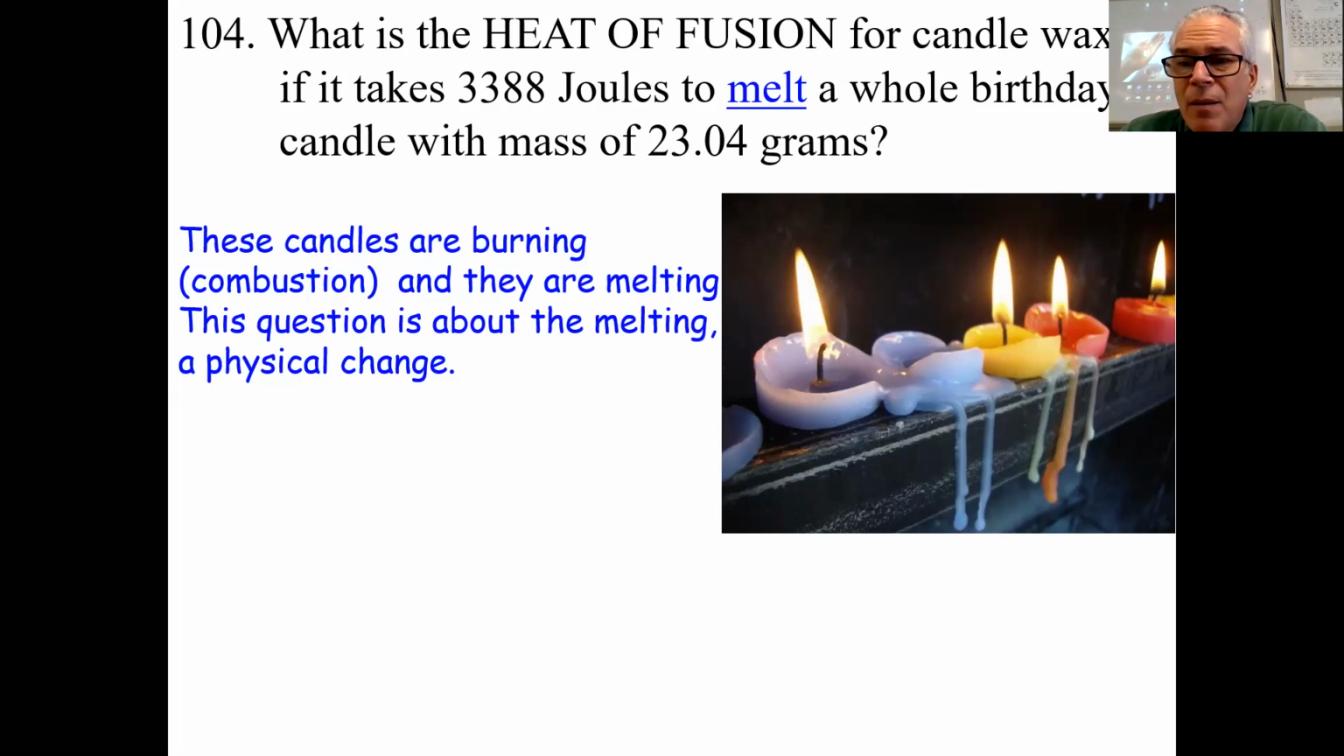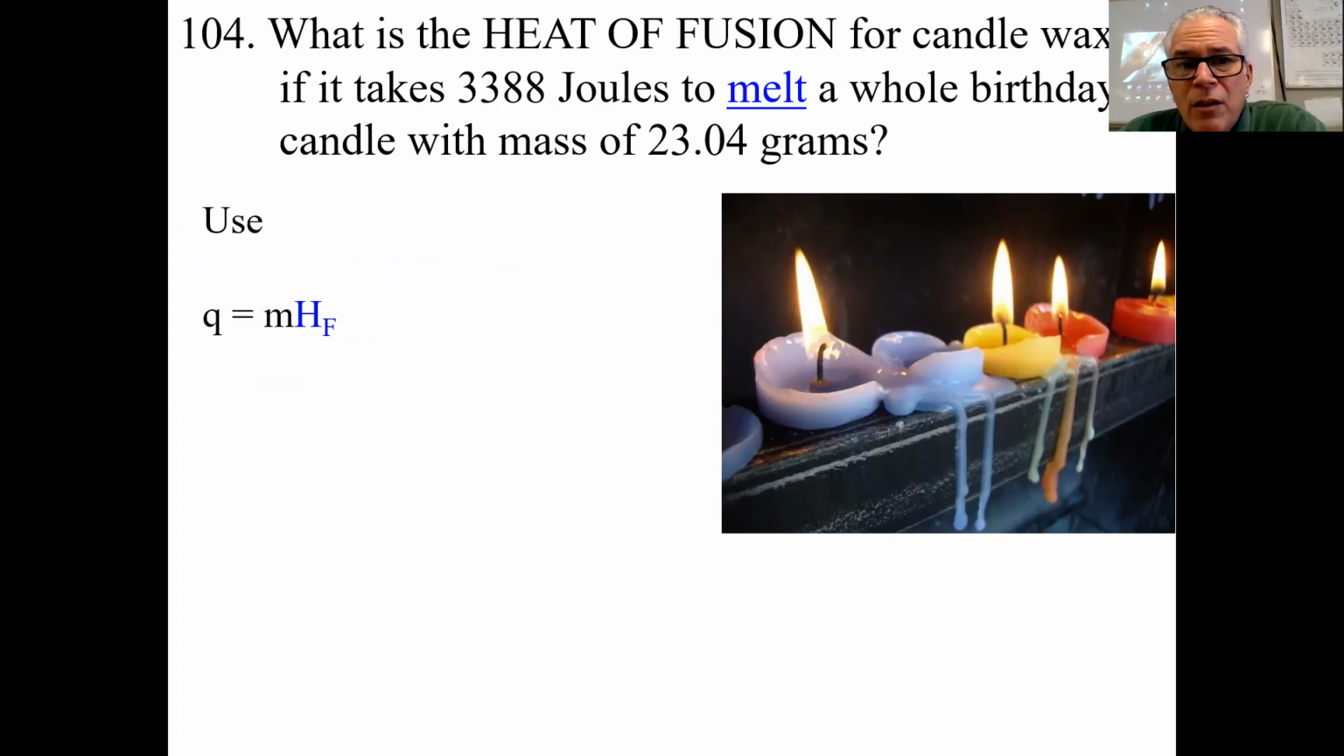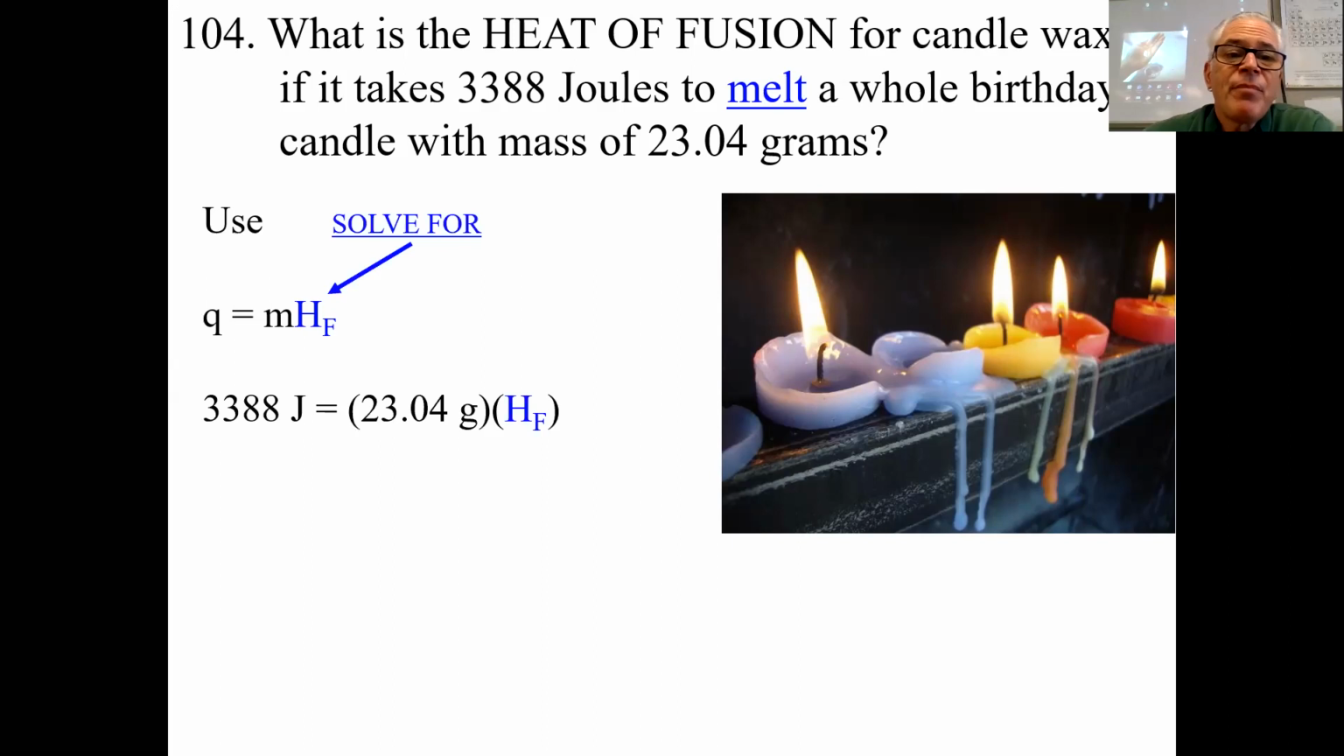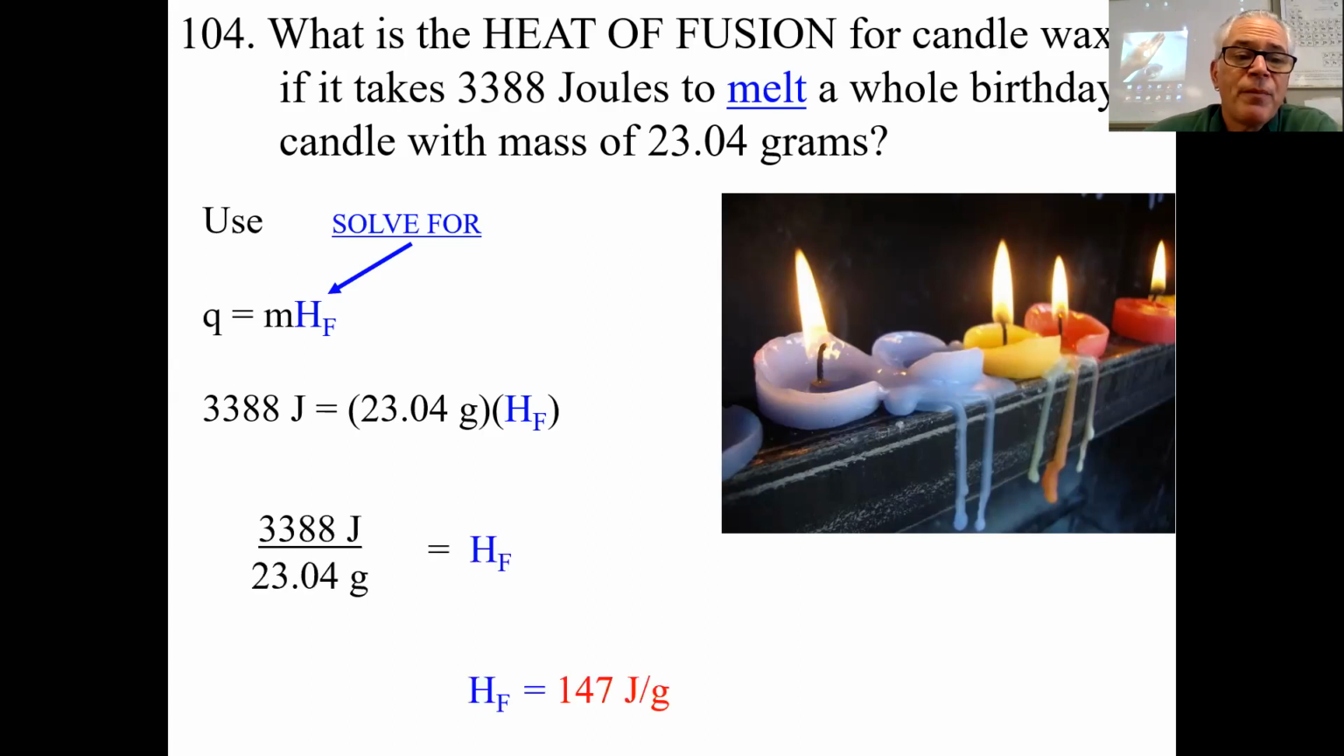So if we're going to melt something, we use the heat of fusion formula. The heat of fusion formula looks like this. We're going to solve for the heat of fusion because we know the joules, which is Q. We know the mass. We're going to plug those in, and we're going to do the math now. To get the heat of fusion by itself, we divide both sides by 23.04. And the answer is going to pop out like this.